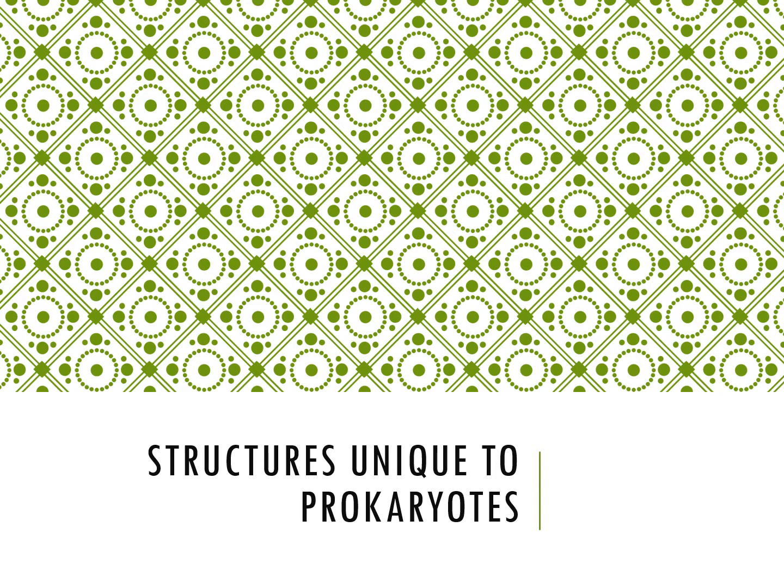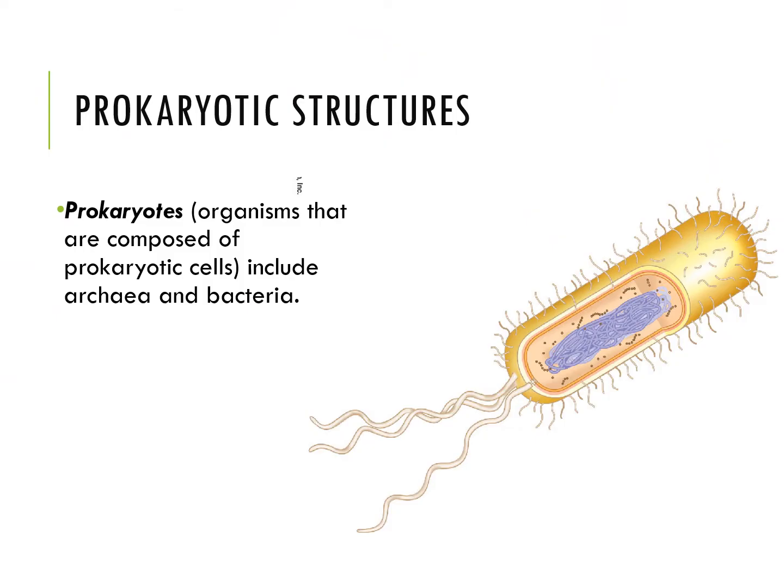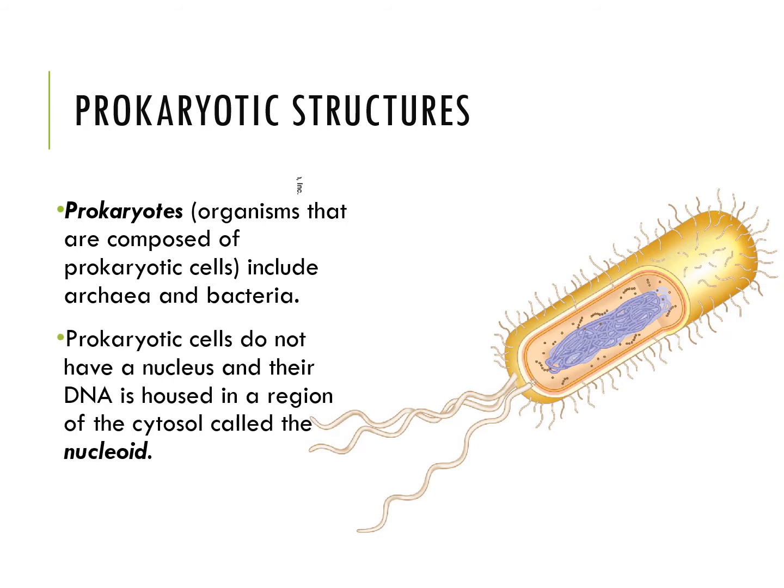So, some structures that are unique to prokaryotes. Prokaryotes are organisms that include archaea and bacteria, and they do not have a nucleus. That is the main difference between prokaryotes and eukaryotes: there is no nucleus. In prokaryotes, the DNA is housed in a region called the nucleoid. So it's just the center. The DNA is all housed right here.